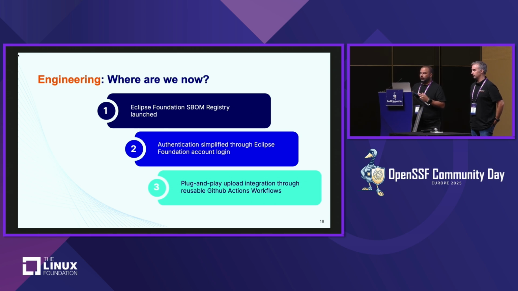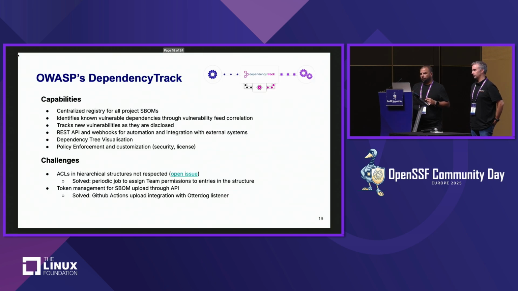And we are using Dependency-Track through GitHub Actions to do the upload, but this is really decoupled from the infrastructure. It means that now we are using Dependency-Track, but in the future, if the Eclipse Foundation decides that there is a better registry for them, the projects don't need to deal with that. This is something that they don't need to handle. So it simplifies things and keeps the long-term usage of the SBOMs.